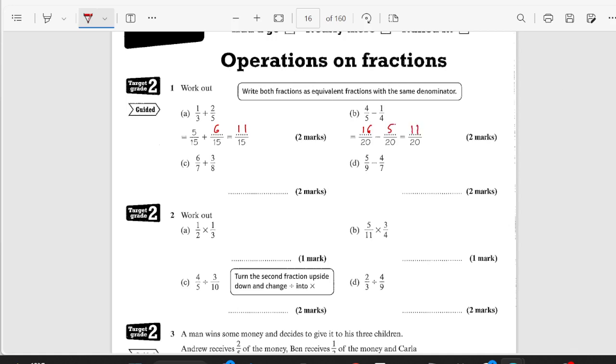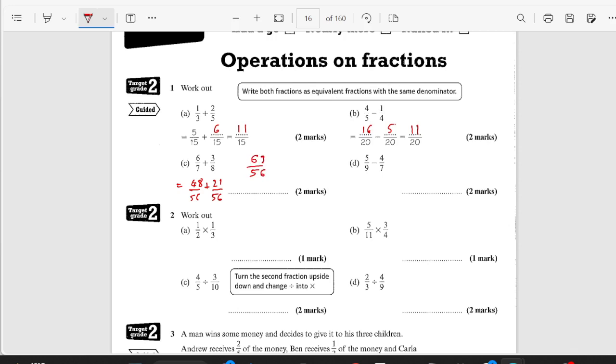Okay, and then for C, our lowest common multiple of 7 and 8 is going to be 56. So the first fraction would be times by 8. So 6 times by 8 is going to be 48. And then 3 times by 7 is going to be 21. And we're adding this together, so that's going to be 69 over 56.